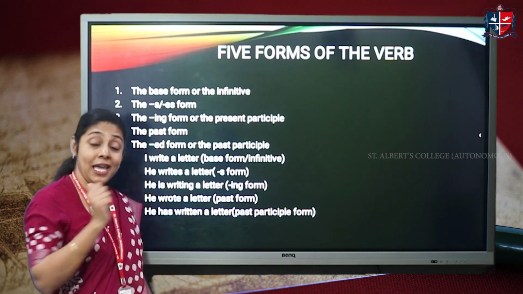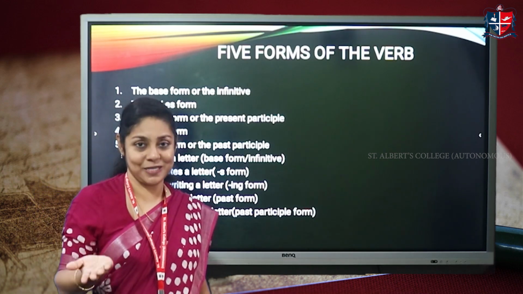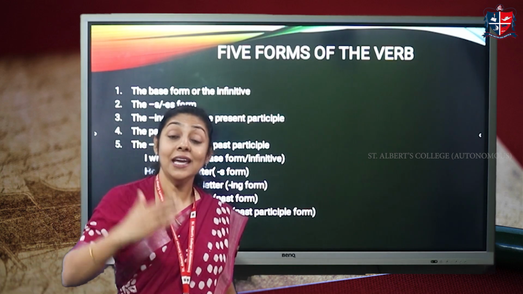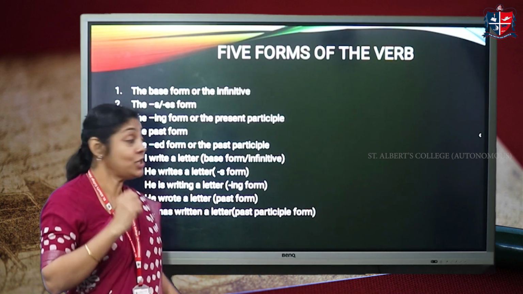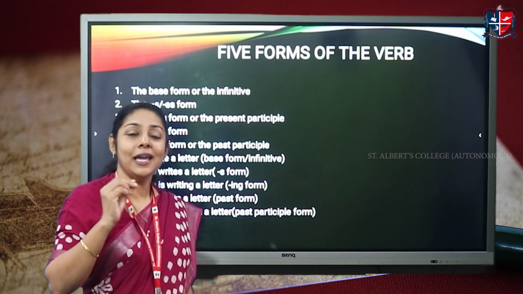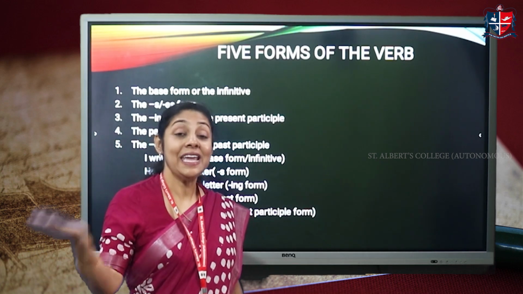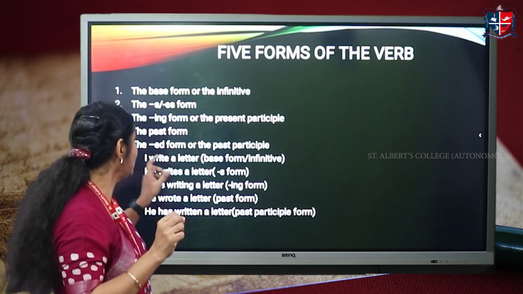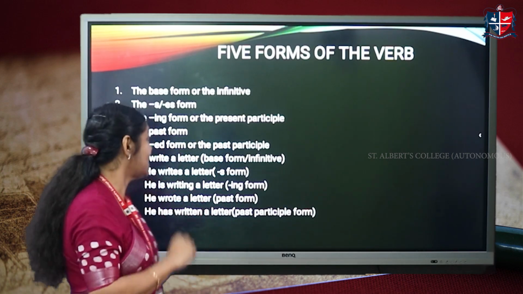Then we have the S form or the ES form, right? So we say jumps. He jumps across the room. He studies well, right? Then we have the ing form, or it's called the present participle. He is jumping across the room. He is studying well, right? So we use it with the ing form. It shows the present participle form.